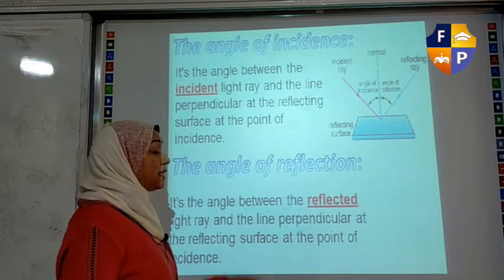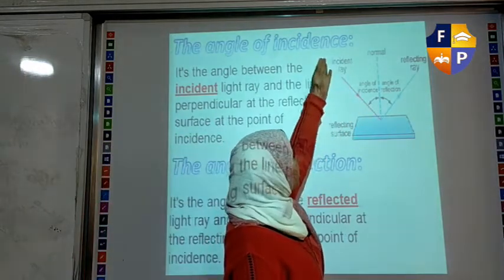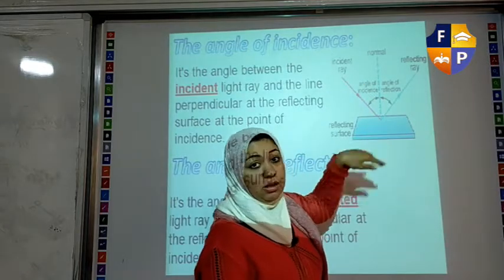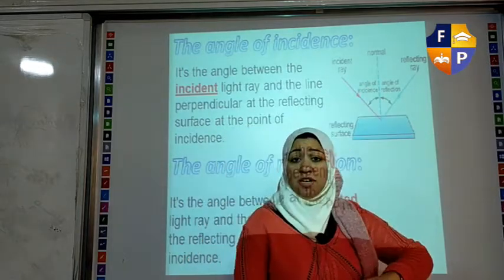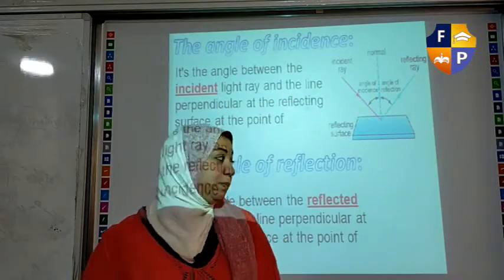The angle of incidence, as we defined before, is the angle which lies between the incident light ray and the normal line. And what is the angle of reflection? It is the angle which lies between the reflected light ray and the normal line.